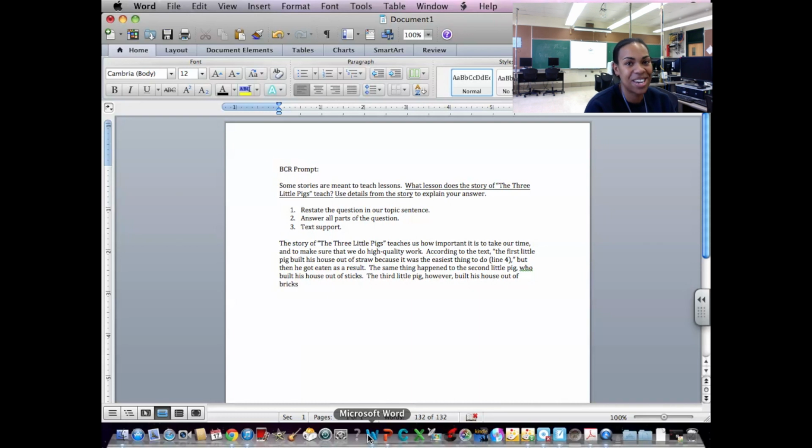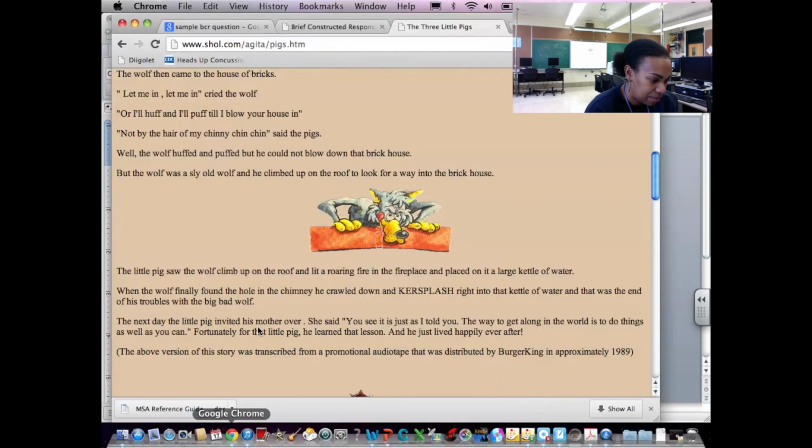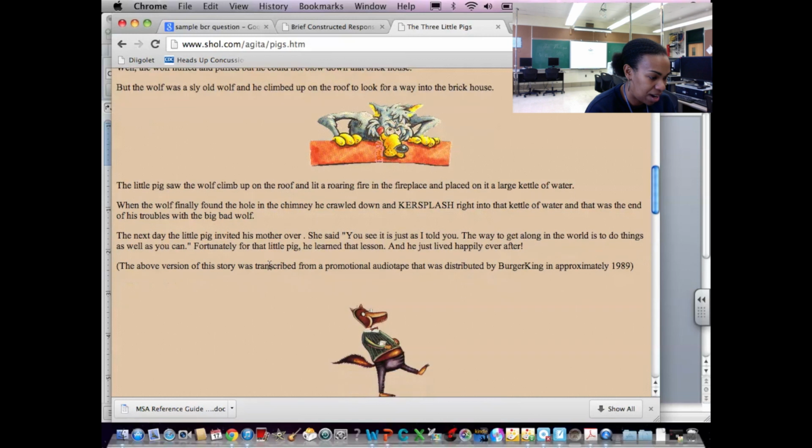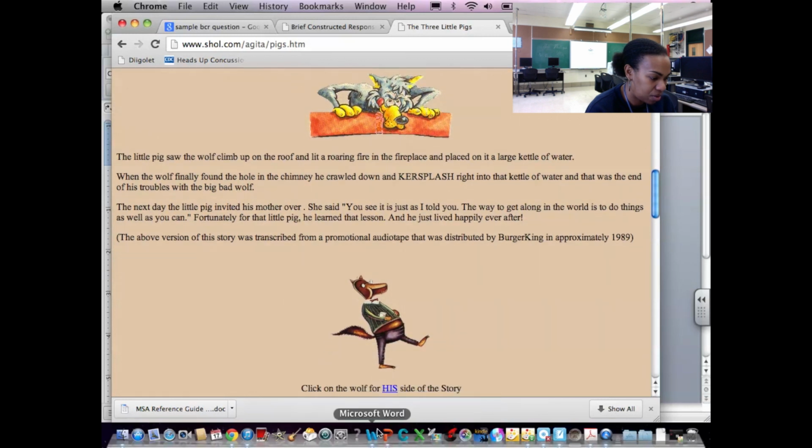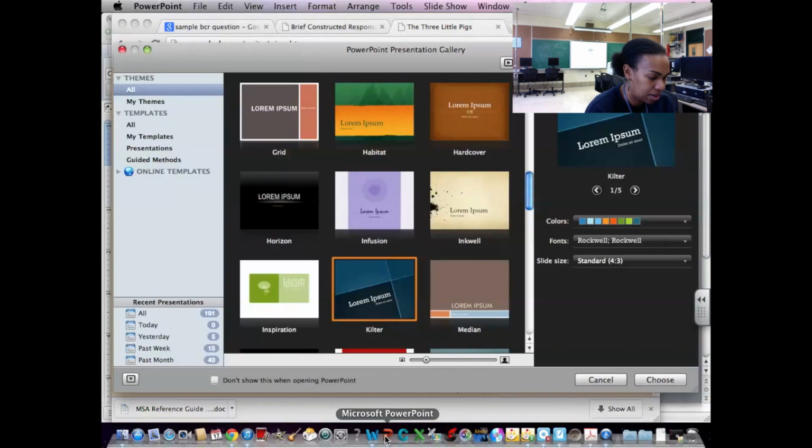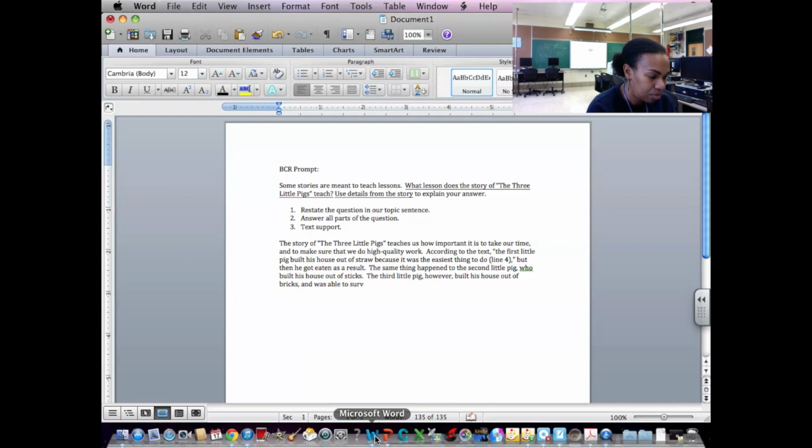And I put however in there because that's a good transition word. So the third little pig, however, built his house out of bricks and was able, let's see here, what happened to him again? He was able to survive. So here we have some text support. We have some direct text support. We have some indirect text support. But we definitely want to be sure to add our quotes in there when we can.